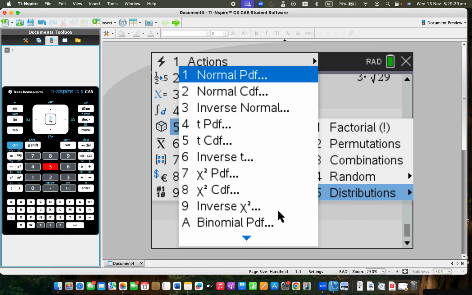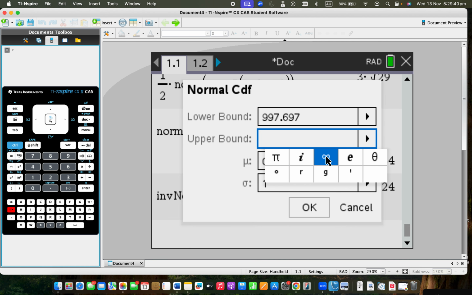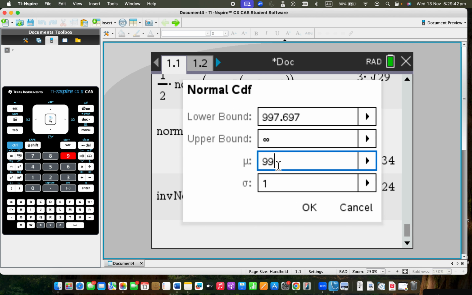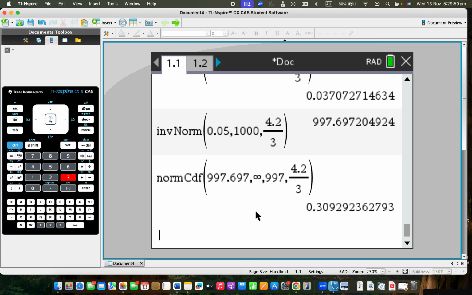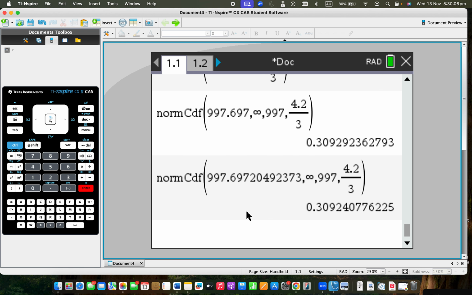Menu 552, 997.697 to infinity. The mean is 997 and the standard deviation is 4.2 divided by 3. So 0.31. I'm just going to make sure I use a better approximation. So yeah, still 0.31.